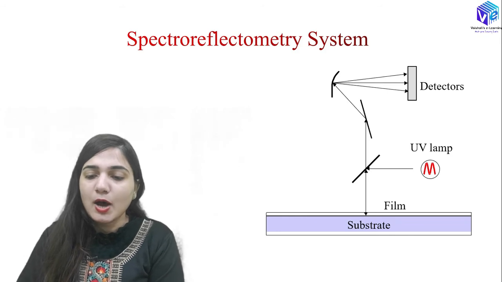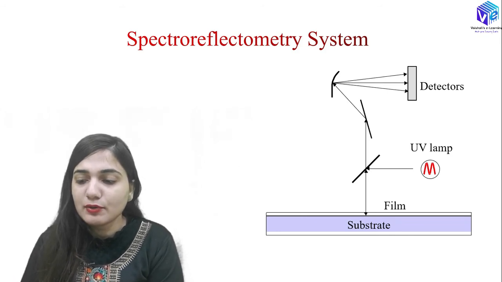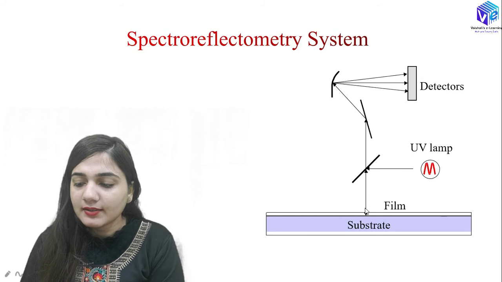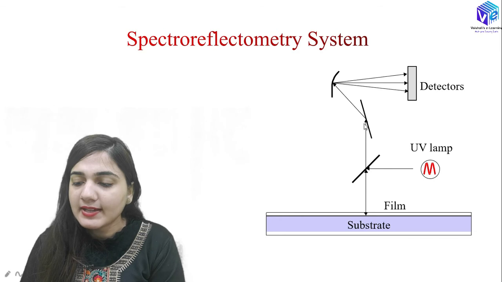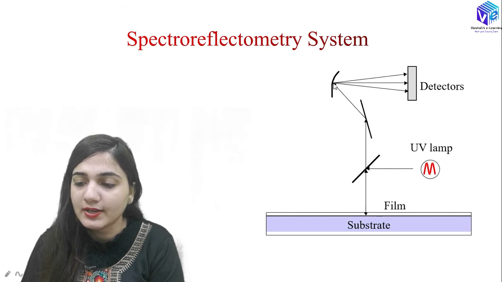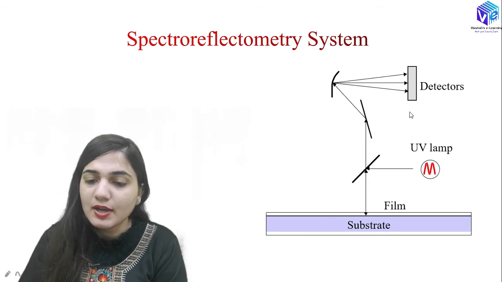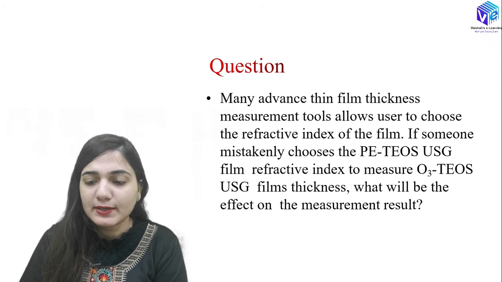This is how our spectroreflectometry system looks. We are sending light to the substrate, and it gets reflected. This is the UV lamp from where I am sending the light; it goes to this layer, and from here it gets reflected, goes to the substrate, and is again reflected from here. Then this light again gets reflected from this reflector to this point, and from here also it is reflected, and here I have put the detectors. So this is my spectroreflectometry system.